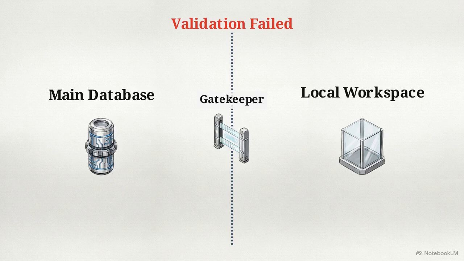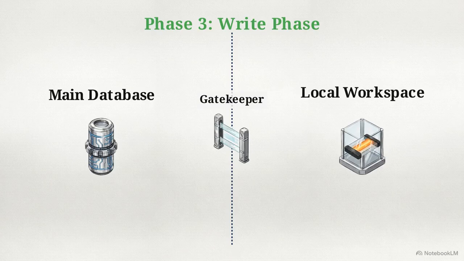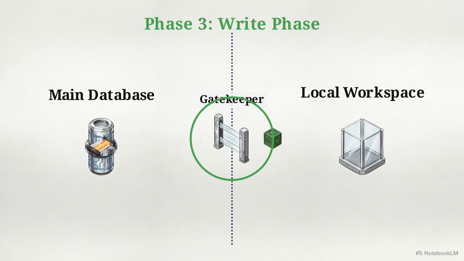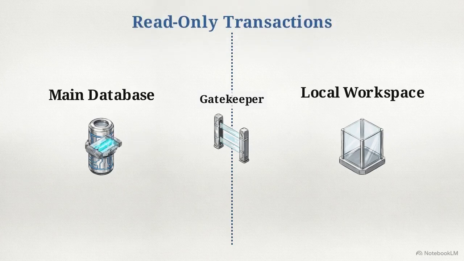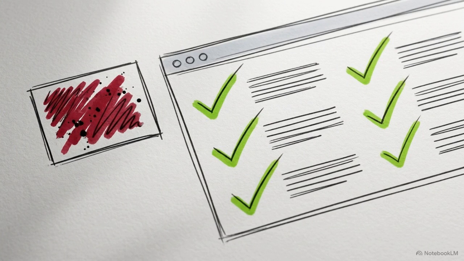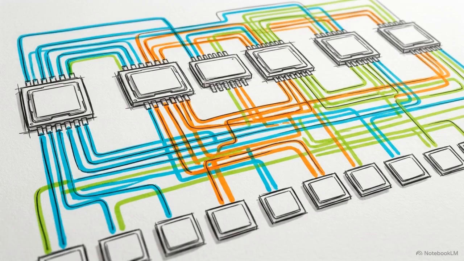If validation succeeds, the transaction enters Phase 3, the write phase. Only now are the temporary local variables copied into the main database in an atomic action, making the changes permanent and visible to everyone else. Read-only transactions are highly efficient here. Because they don't have any local updates to copy, they skip this final phase entirely. By isolating writes in this way, the protocol concentrates the risk of conflict within the local workspace rather than the shared database. This physical separation is what makes it safe to run multiple transactions simultaneously without a single lock.